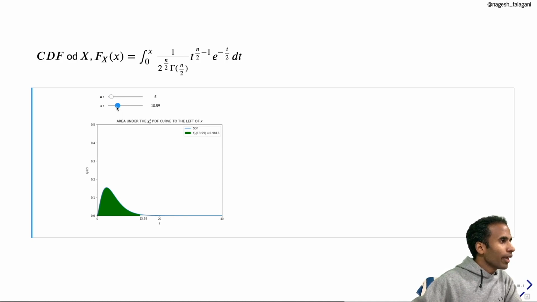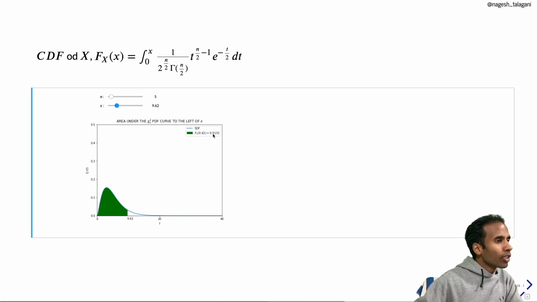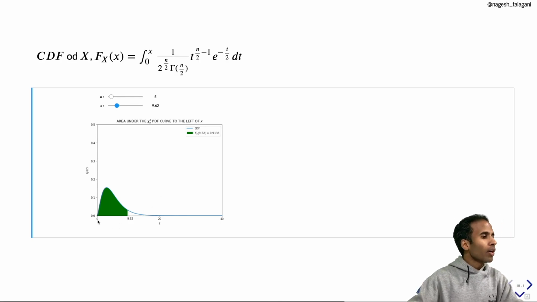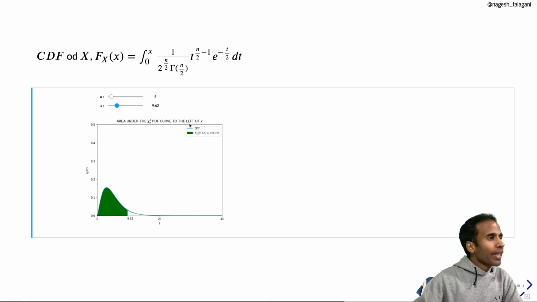Let me change x to something like 9.62. At 9.62, the CDF value is going to be 0.9133. So the area that is covered from 0 to 9.62 is 0.913, where x is a chi-square distribution with 5 degrees of freedom.